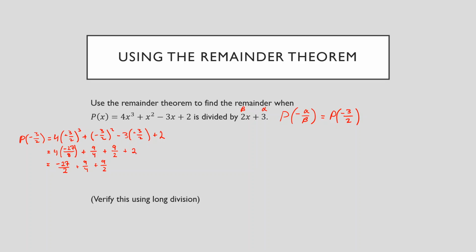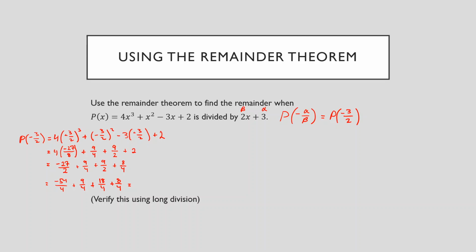And I'm going to change this 2 into a fraction with a denominator of 4, because we're eventually going to have to add all these fractions together. So if I just do that in this step, 2 is going to become 8 over 4, like that. Now I've got to change all the other fractions to denominators of 4 as well. So I just multiply both top and bottom by 2. So in the first fraction I get negative 54 over 4 plus 9 over 4 plus, same thing for this fraction here, 9 over 2 becomes 18 over 4 plus 8 over 4.